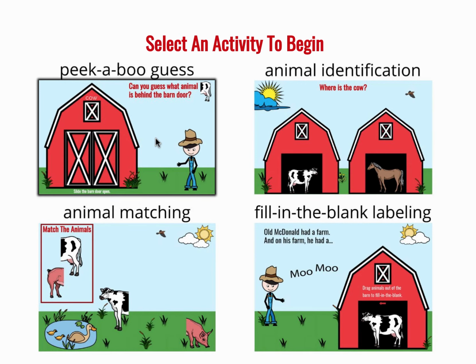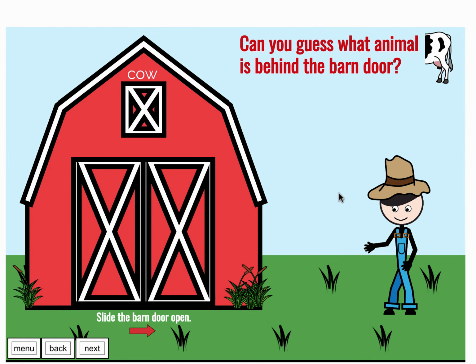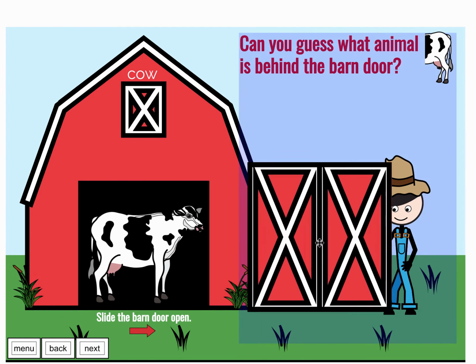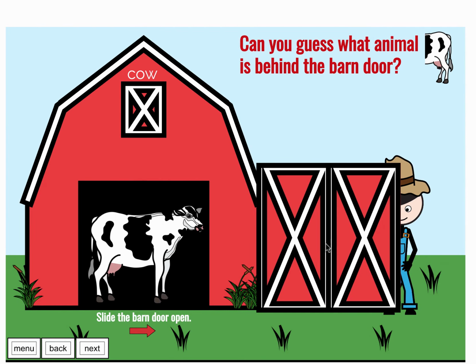Let's click on that, and this is what you can use to make early predictions or play simple peekaboo games with farm animals. And so you would ask your student, can you guess what animal is behind the barn door? Or who do you think is there? And if you're working on predictions, then you would point out this picture up here on the upper right to give them a clue. And to interact with the card, you would just slide it over and discover that the cow's behind. And then you could practice labeling and practice making animal sounds.